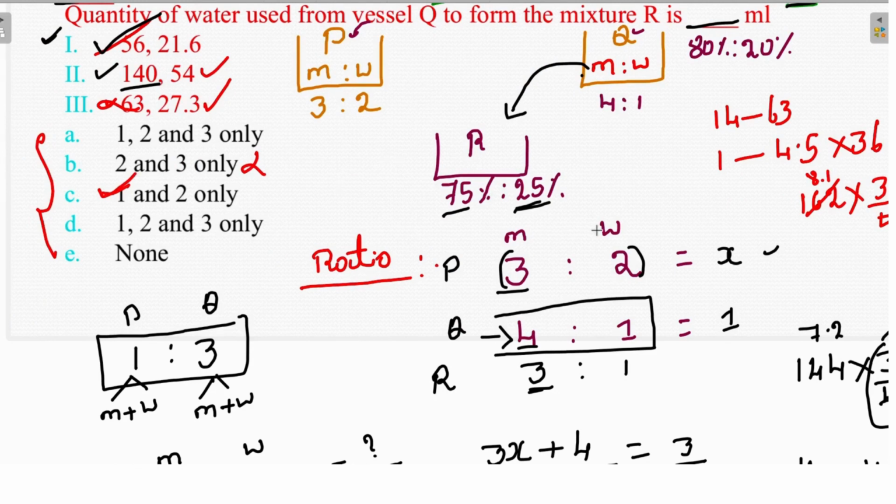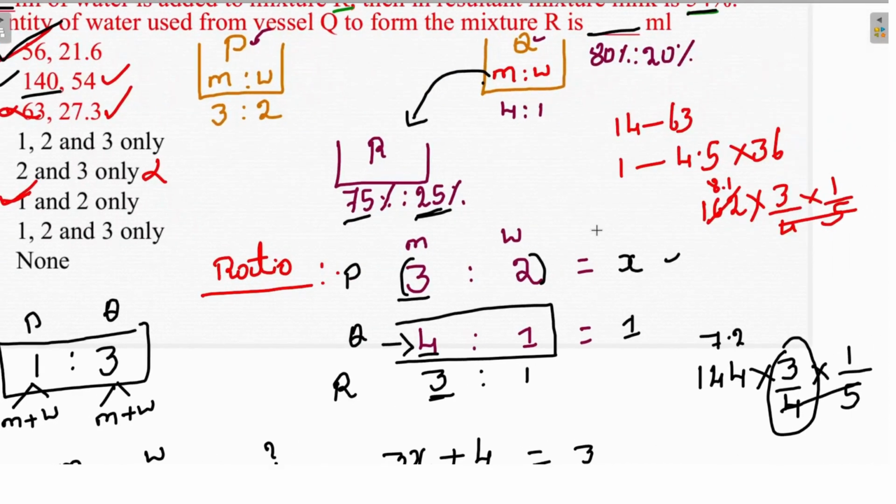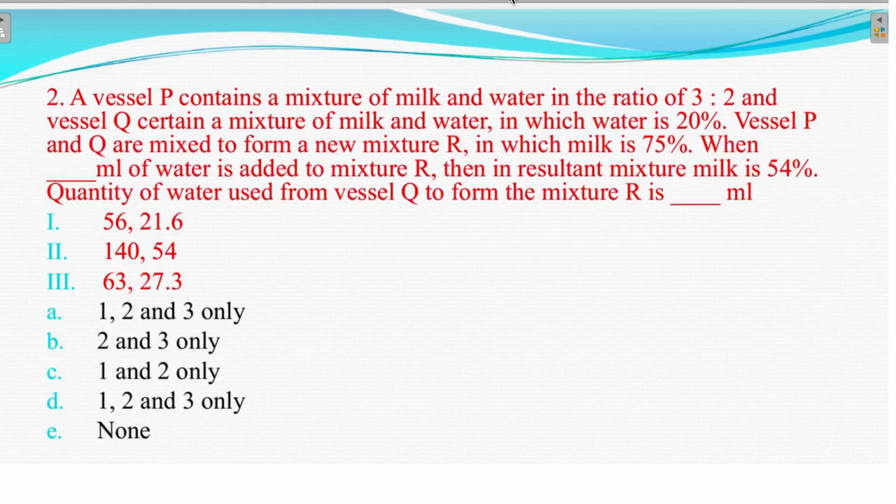This is the way we can solve it using the ratio method. The same question I will now explain using alligation, how to solve it. It is a little bit easier compared to the ratio method. So I will solve method 2, using the alligation method. See here now, how to solve it with the alligation method.